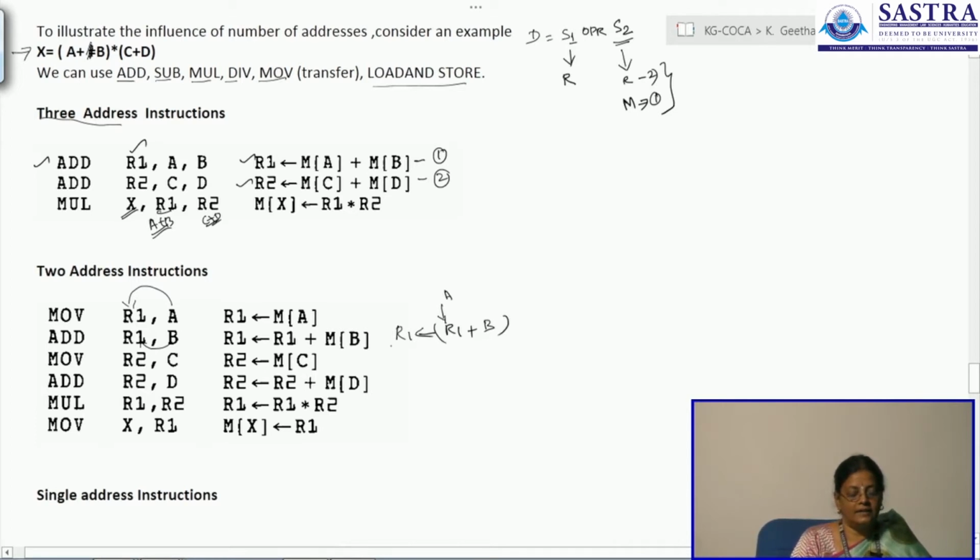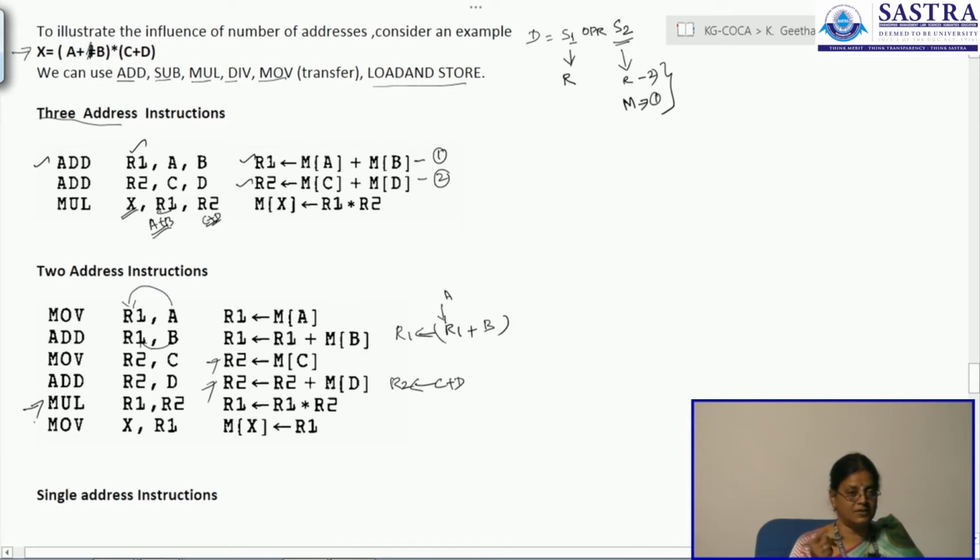Okay. Then the next expression C plus D. So first we have to load R2 with the data C. So this will be done, and the second instruction will be able to perform the second operation, namely C plus D. So here C plus D will be done and this will be moved into R2, whereas in R1 it will be adding A and B and storing the result. After getting the summation results in R1 and R2, we will be able to do the multiplication operation. So for that we issue the instruction mul R1 comma R2.